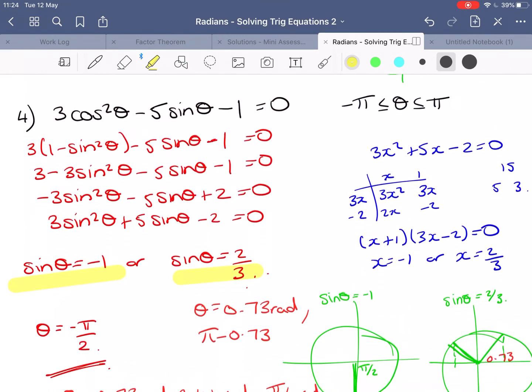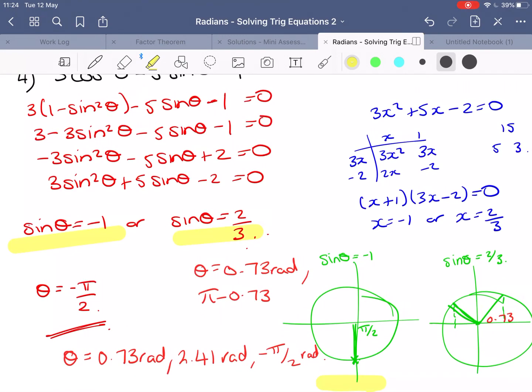So if we're going between minus pi and pi, that's the actual solution, minus pi over 2, because there are no solutions in the 0 to pi region, and there's only one solution in the 0 to minus pi region. Then if we look at the second answer to our quadratic, sine theta equals 2/3. Inverse sine it, we get 0.73. And so our solution is 0.73 and pi minus 0.73. So our three answers are 0.73, 2.41 and minus pi over 2 radians.